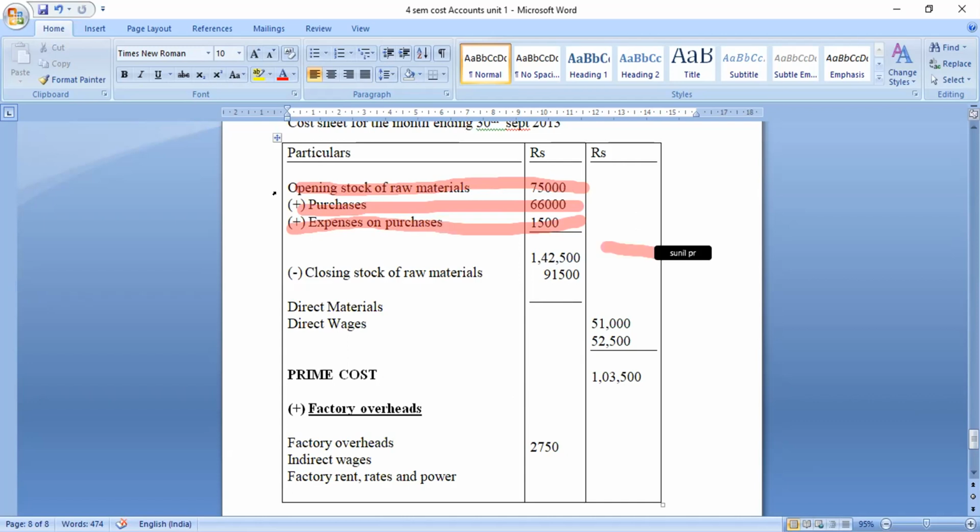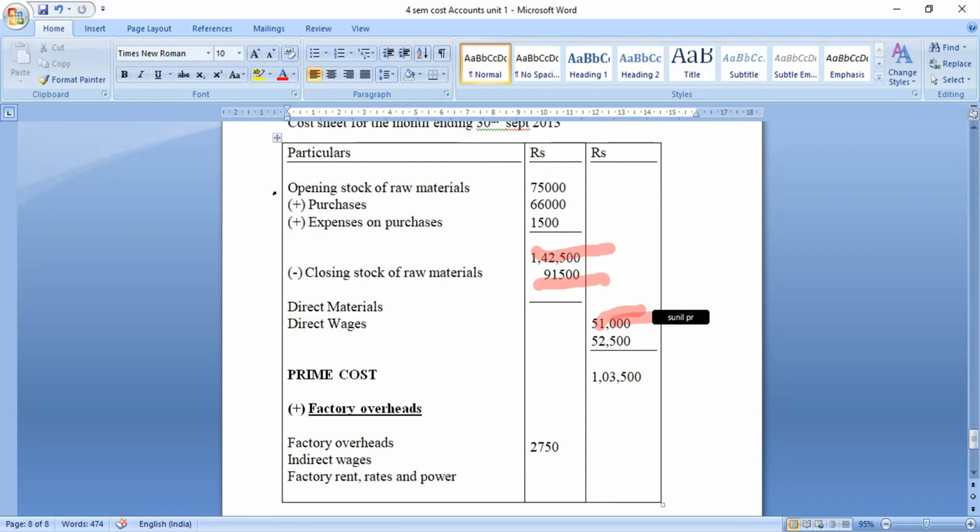Minus the closing stock from this. Okay, so if you minus the closing stock, you will get 91,500. The balance will be called as, opening stock total, if you add everything, 1,42,500. 1,42,500 minus closing stock 51,500, 91,500 ಮಾಡಿದ್ರೆ 51,000 ಏನ್ ಬರುತ್ತೆ?